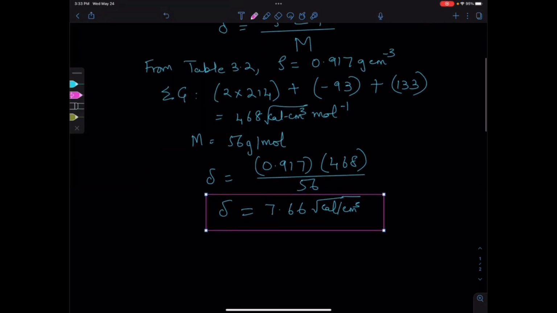So if we compare this value with the value in figure 3.2, in figure 3.2 we can say that the value of delta for polyisobutene is close to 8, approximately equal to 8 square root of calories per centimeter cube.